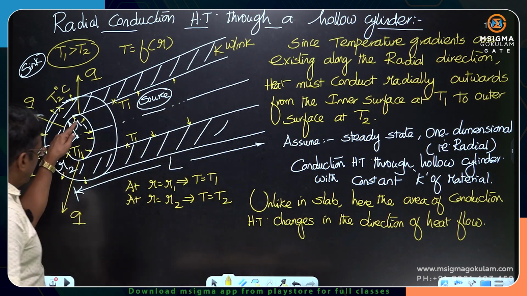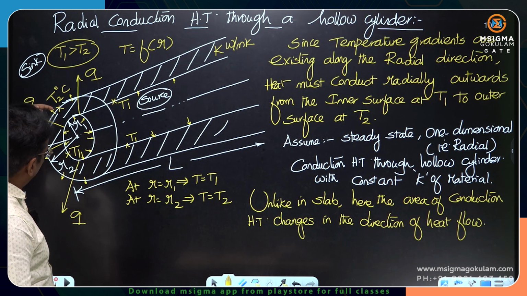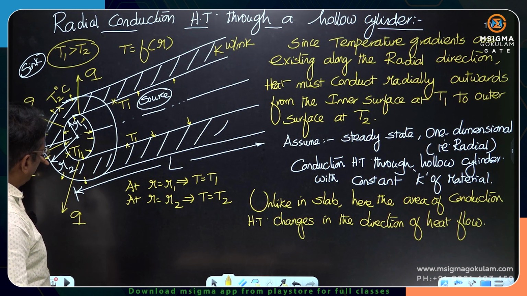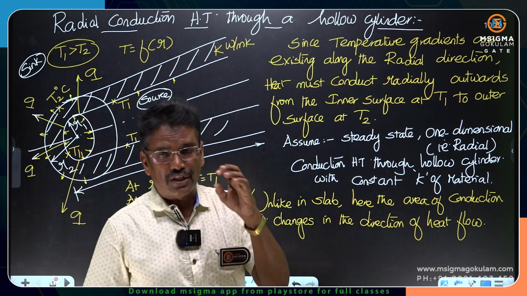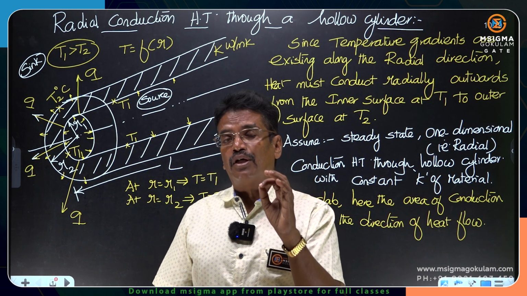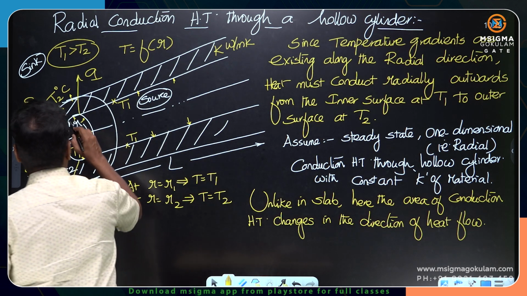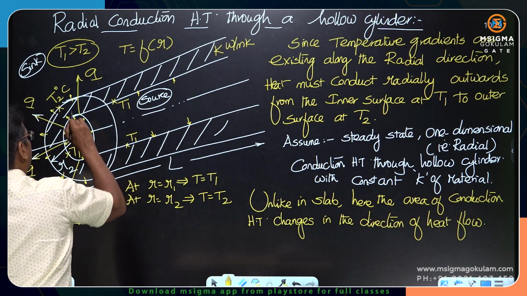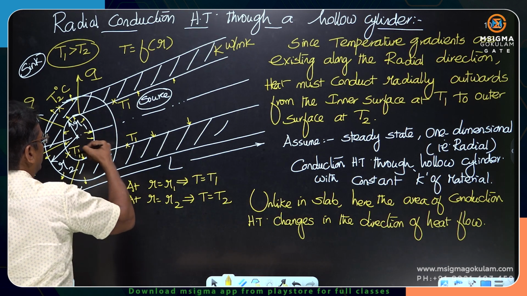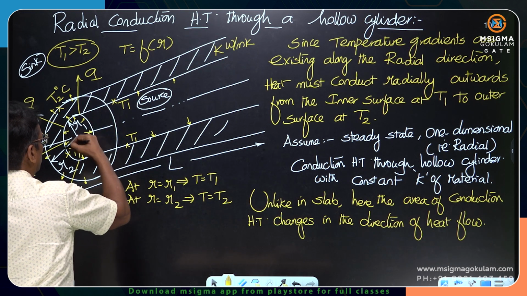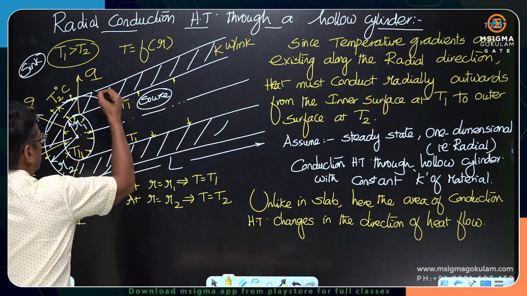As you can see here, at the inside surface it is 2 pi R1 into L, and at the outer radius the area of conduction is 2 pi R2 into L, because Fourier law very specifically says that the area of conduction must be perpendicular to the direction of the heat flow. What is the direction of heat flow here? This is the direction of heat flow at the inside surface. What is the area perpendicular to it? At the inside surface it is 2 pi R1 into L. Here at the outer surface it is 2 pi R2 into L.